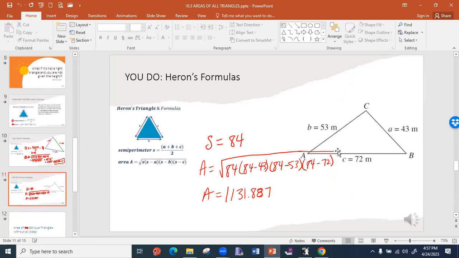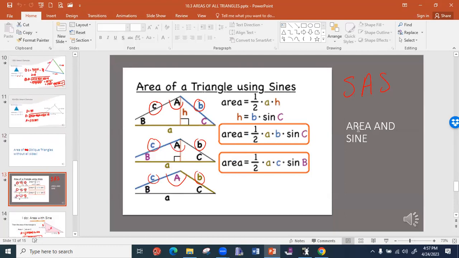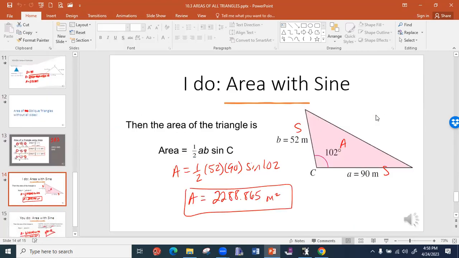Then I had you practice, and you said this is super easy, and you found the area of this triangle with all three sides, okay? Now, area of oblique triangles without all sides. What do we do? Well, Heron used the law of cosines. For us, someone discovered that you can also use sine if you're given side, angle, side. That means you're given the value of an angle and the two sides that make up that angle, or two sides and their included angle. However you want to read it, that's how it works, okay?